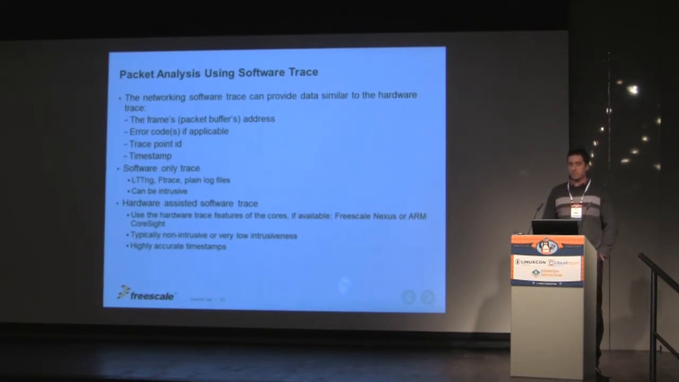And that is, we can still get the frames, meaning the packets' address in the memory. If there's an error that happened while the packet was being processed, we can, of course, get that error code in a stream of trace data. We can get a timestamp and so forth.